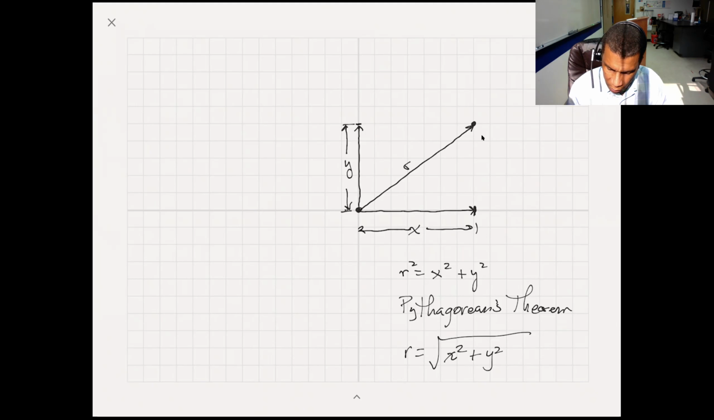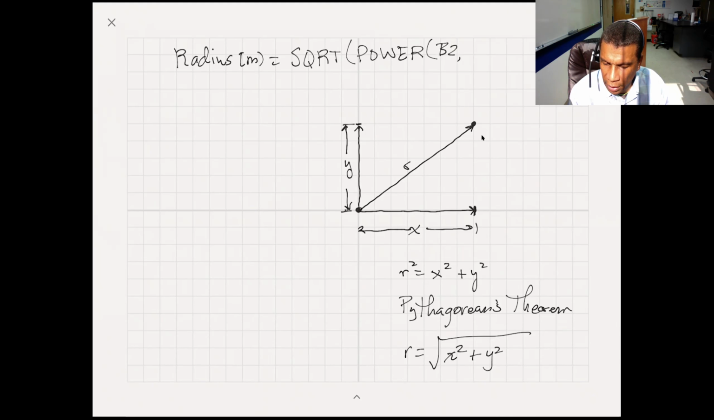I may not have enough room here. When I write that the radius in centimeters and meters equals SQRT and then POWER of A2, no, it's not A2, it's B2, of B2. And this second number is the power to which you want it to be raised. So I'll do the same thing here, POWER of C2, squared. And then we close that.